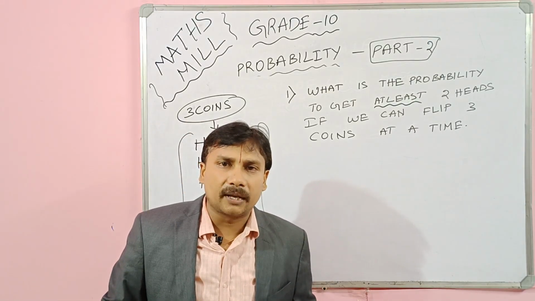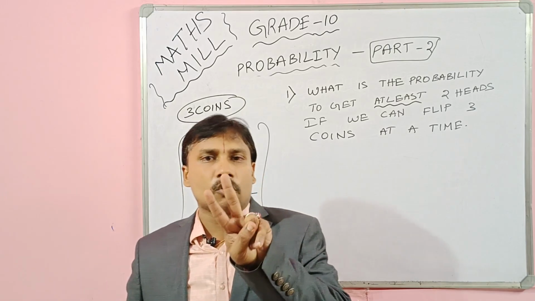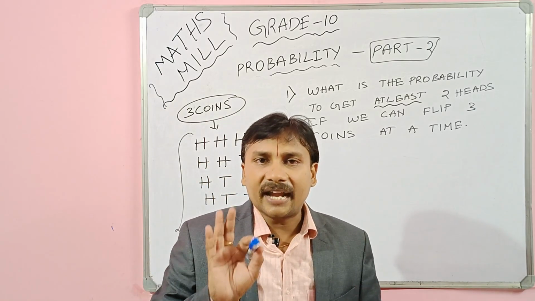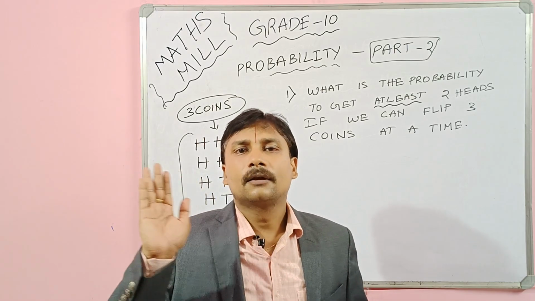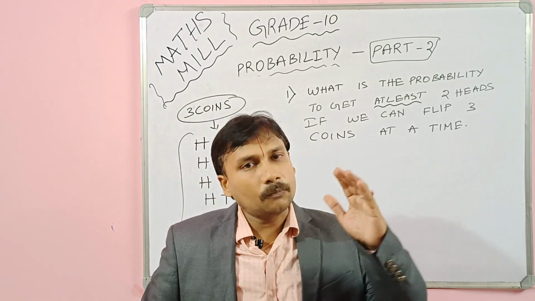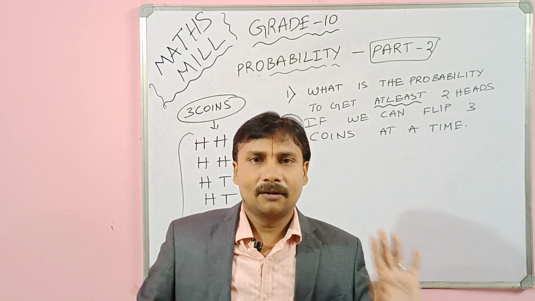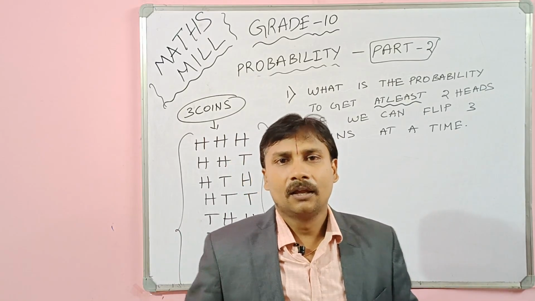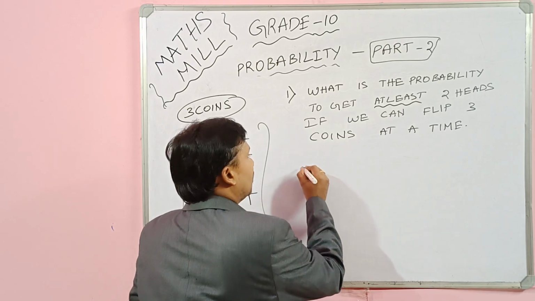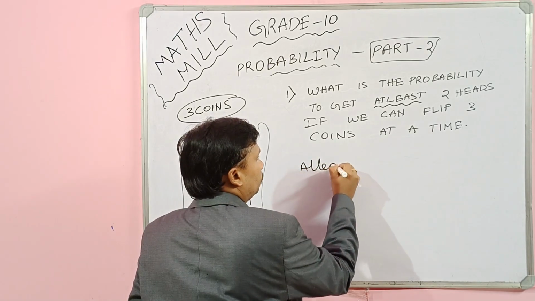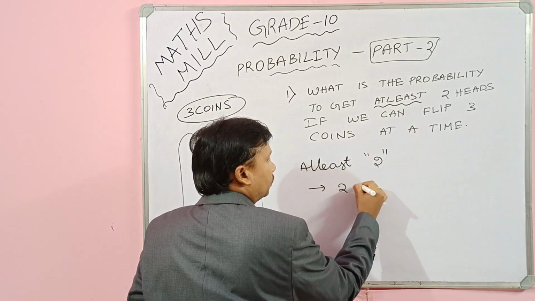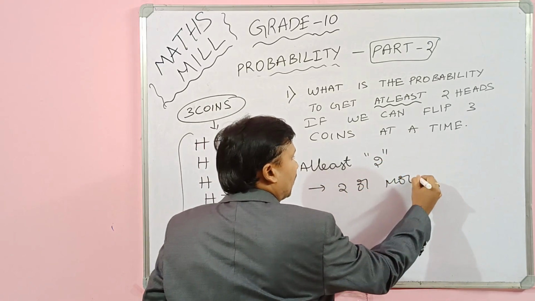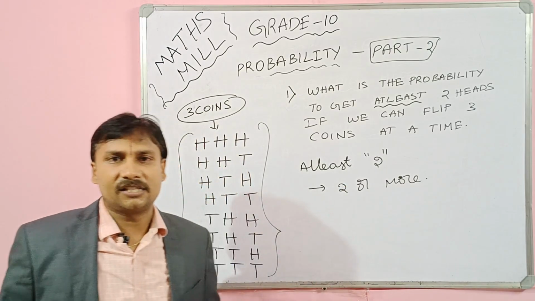So here we have to get it, at least and at most, 2 words are there. At least means at least 2, that is 2 or more. At most 2 means 2 or less. That you have to keep in mind. So what is it? At least 2 means 2 or more. If we can remember this, it will be very easy.